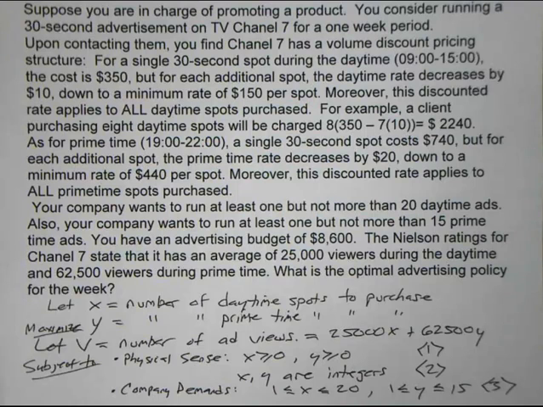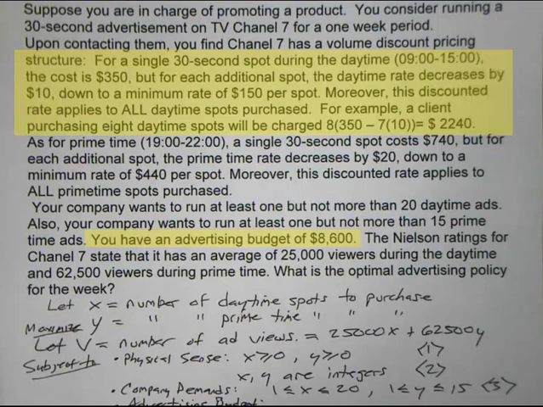Okay, what else are we concerned with? There is indeed an advertising budget. How shall we translate this? Well, if we first consider the price we're paying for those daytime ads, it says there's an initial rate of $350, but for each additional spot, the daytime rate decreases by $10 down to a minimum rate of $150 per spot.